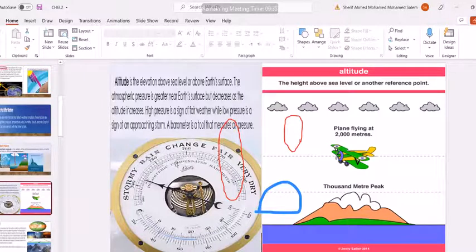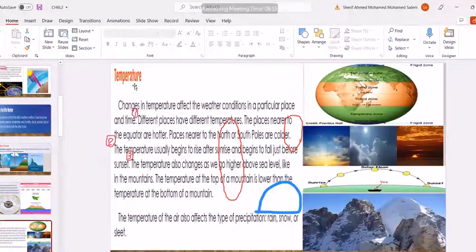So also how can we measure air pressure? By barometer. So Marwa, which tool is used to measure the air pressure? Barometer. Barometer. Okay, did I say it right?